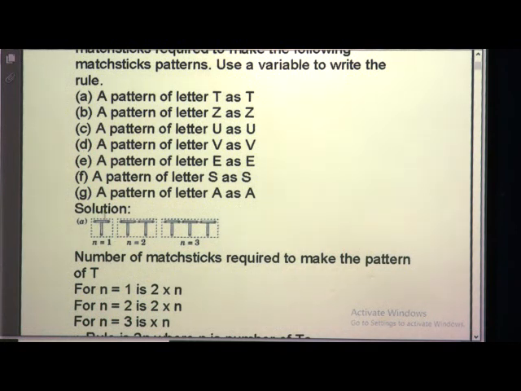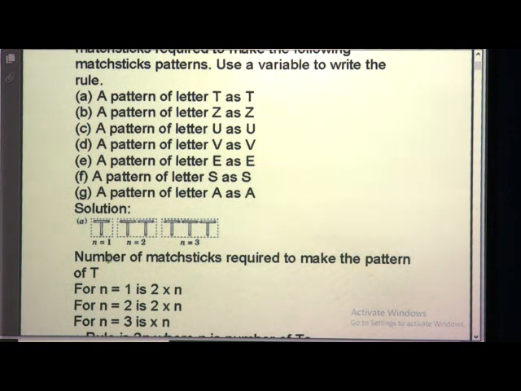But how many T's have we made? 1 T. So the number of T's formed is 1. Here we have formed 2 T's. So the number of T's formed is 2. The number of T's formed is 3. So here n is equal to 1, n is equal to 2 and n is equal to 3 represent the number of T's formed. Okay, do not get confused. See properly, here n is equal to 1, n is equal to 2 and n is equal to 3 indicate the number of T's formed.